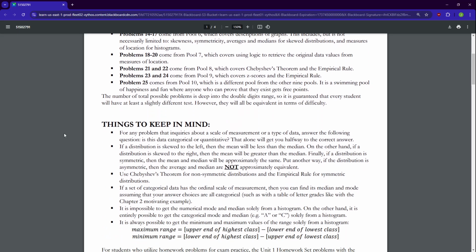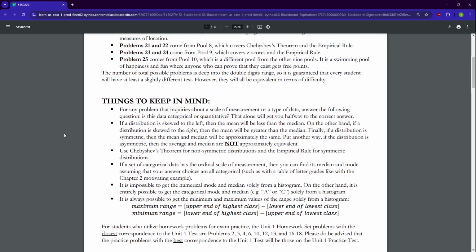Now for some things to keep in mind, particularly for the earlier questions. If it asks you for the scale of measurement or what data type it is, always start off asking yourself, is this categorical or quantitative? Because in the case of identifying what data type it is, if you get that correct, you're already at least halfway there. So you're either going to get at least half credit or full credit. That's an average of 75%. If you get that part wrong, at most 25%. So although, technically speaking, this would be worth about half the points, in practice, on average, it's a bit more.